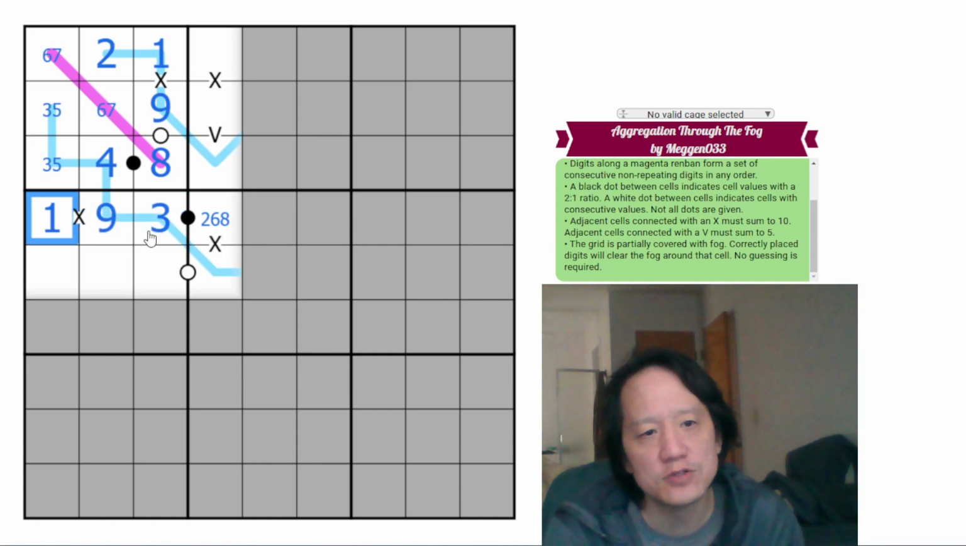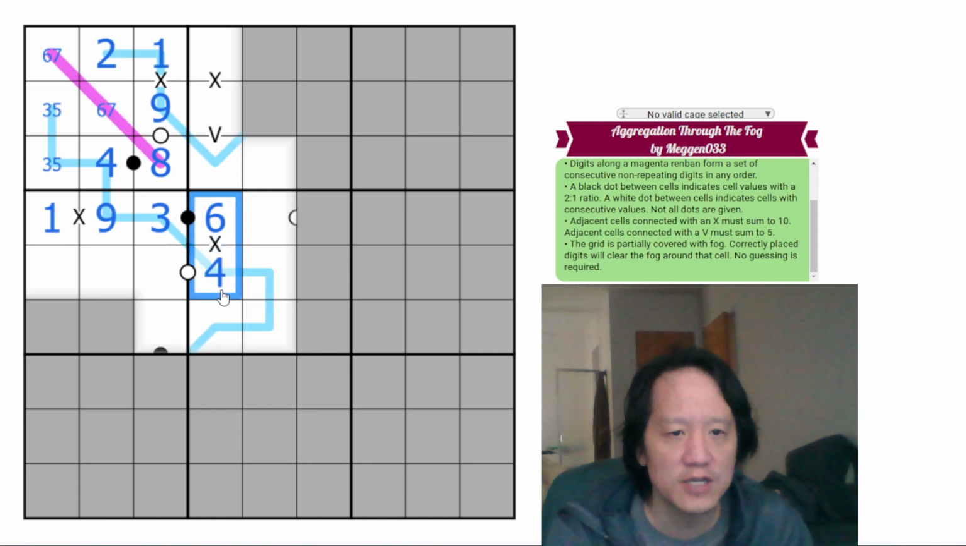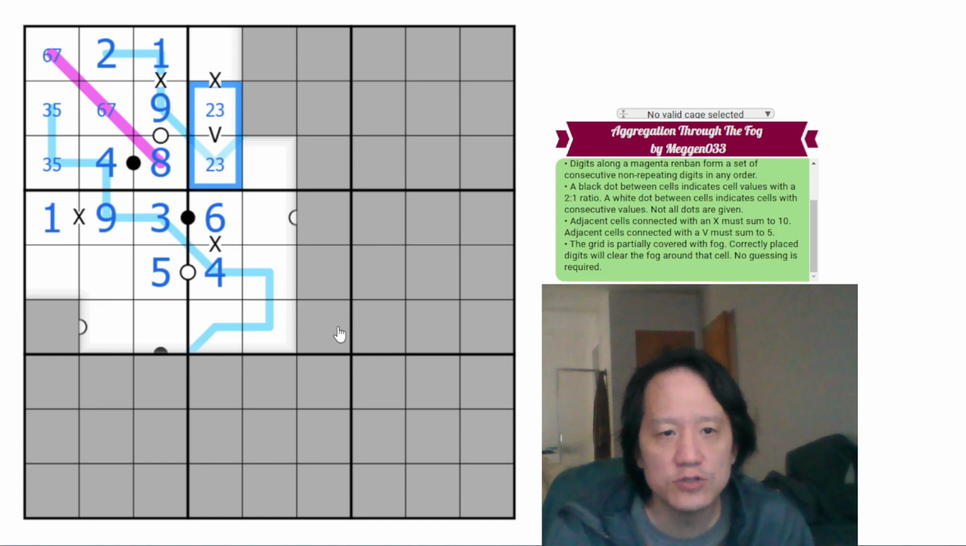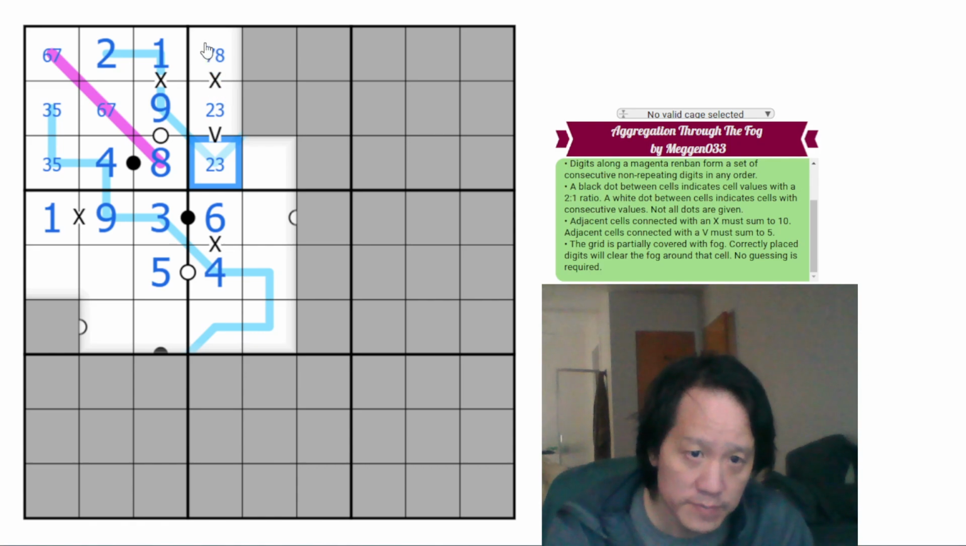This is a 9. This is a 1. This has to be 6 then, which is 4. So that adds up to 10. This can't be 3, so this has to be 5 because it's consecutive. This cannot be 1, 4, so this is 2, 3. Therefore, this must be 7 or 8.